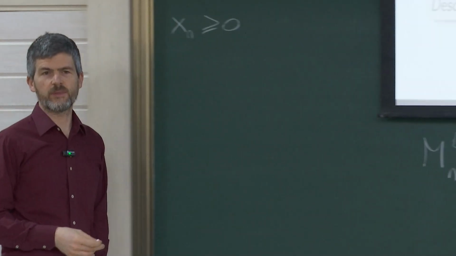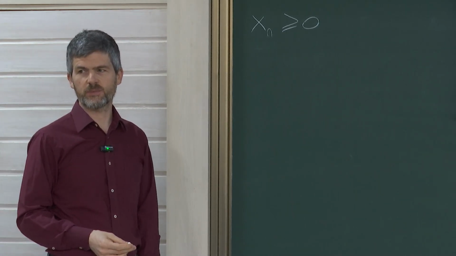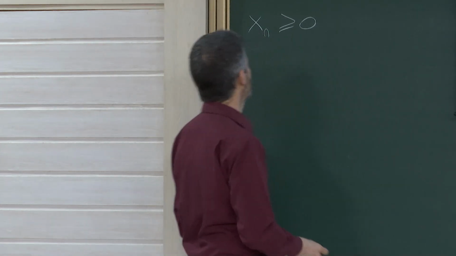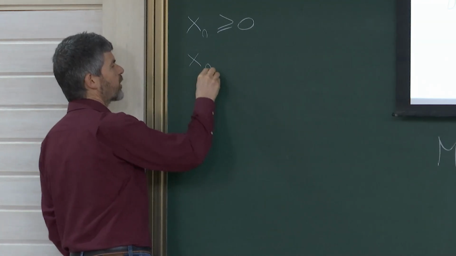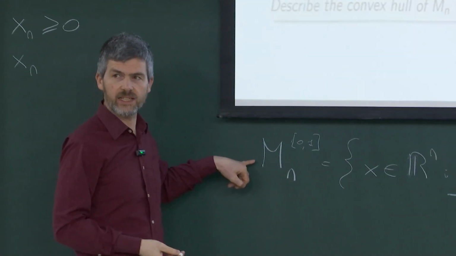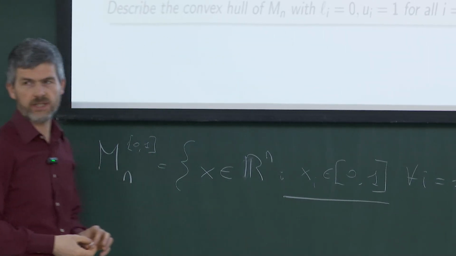If at least one of them is not equal to 1, then obviously xn cannot be equal to 1. So what I'm writing here looks like what the convex hull would be in the case that the variables are all binary and not just between 0 and 1. But that is precisely the case.